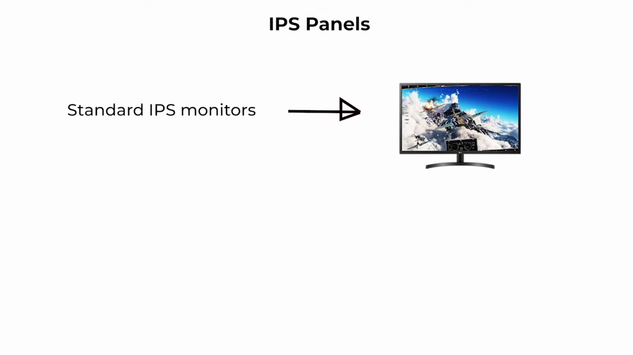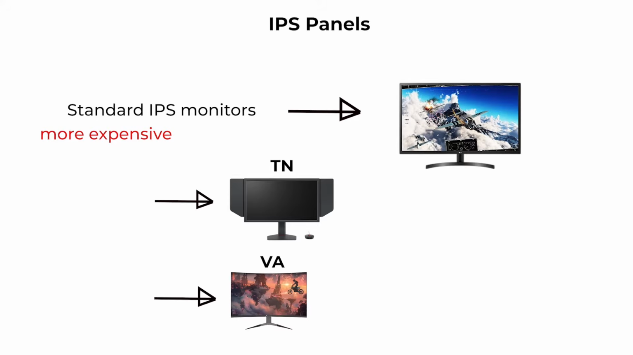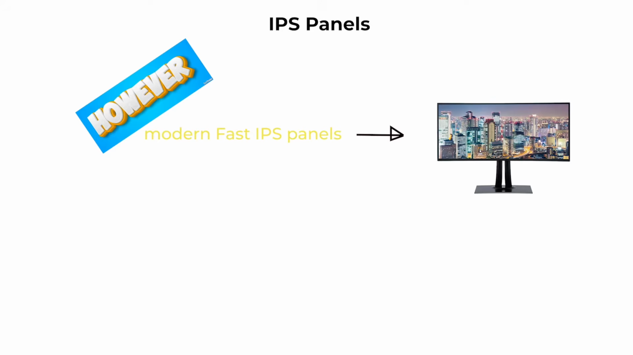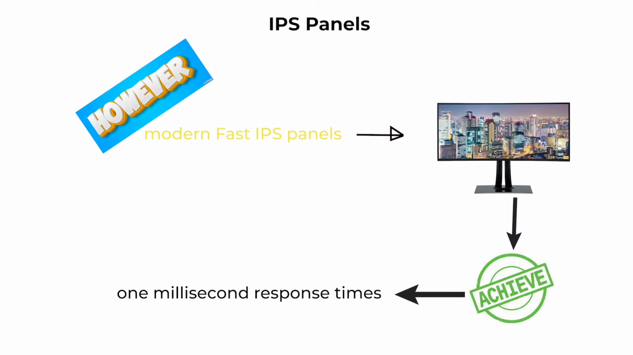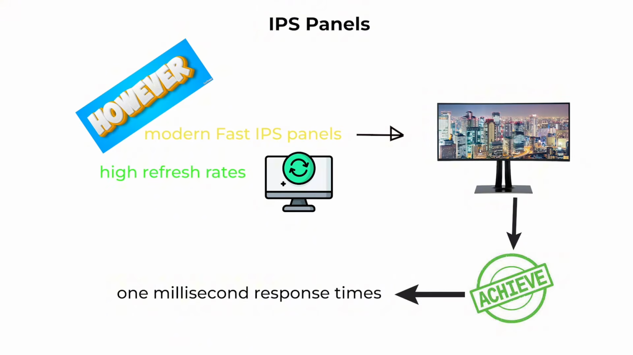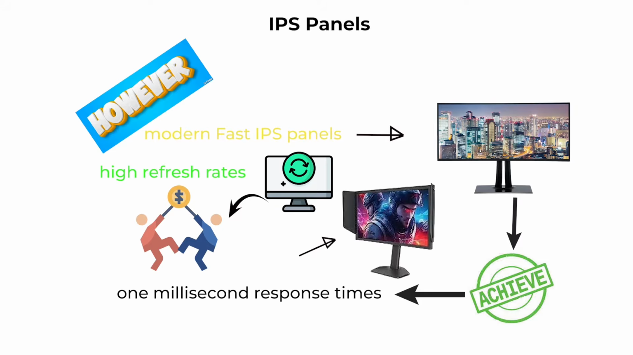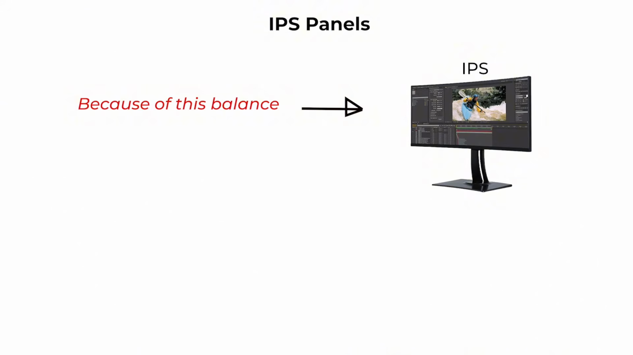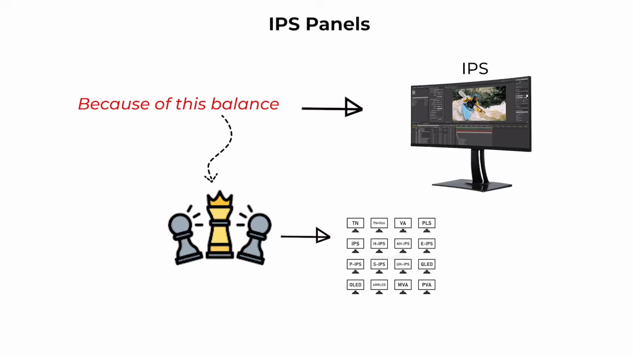Standard IPS monitors are more expensive than TN or VA, and their response times are slower than TN. However, modern fast IPS panels now achieve 1 millisecond response times and high refresh rates, making them competitive with TN for gaming while still delivering superior colors and viewing angles. Because of this balance, IPS has become the dominant panel type in the monitor market today.